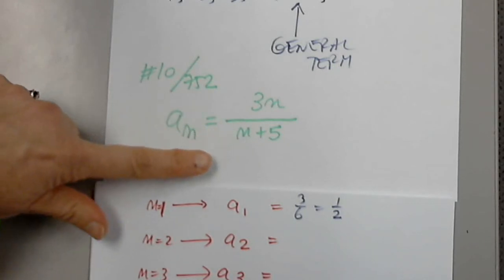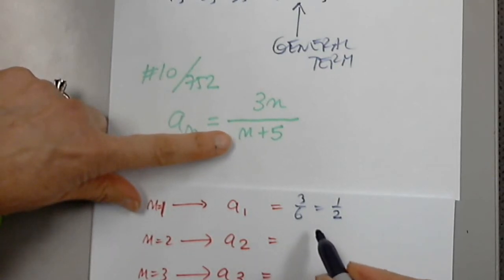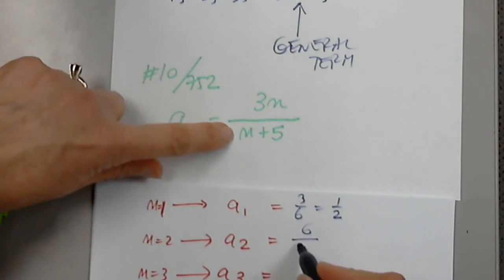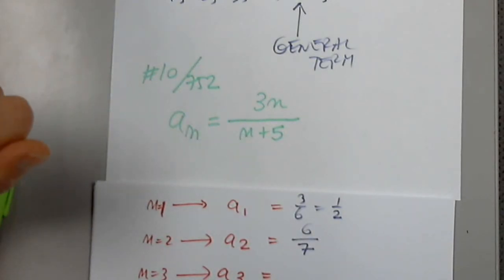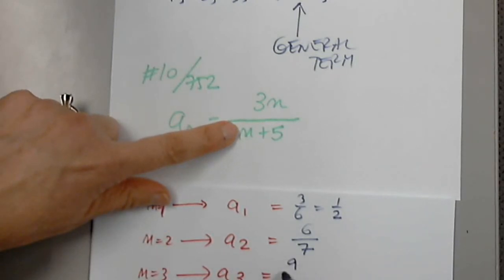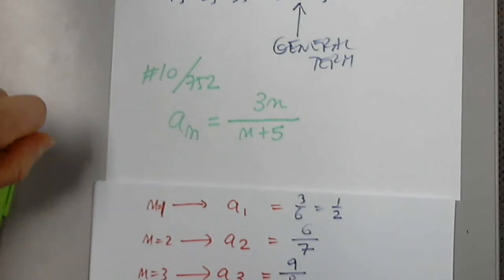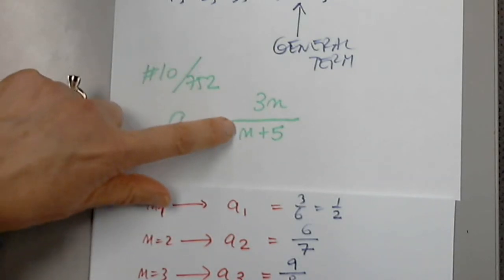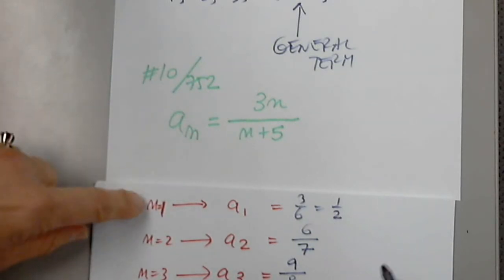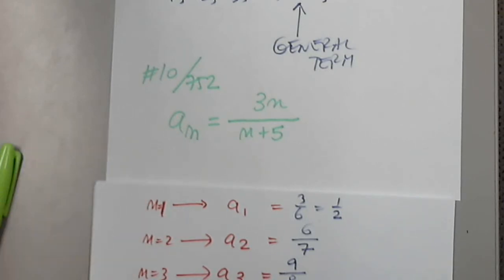Very good. When n equals 2, 3 times 2 is 6. 6 divided by 7. It's okay. When n is 3, we have 9 divided by 8. And when n is 4, we have 12 divided by 9. And then I will simplify this. This I can simplify by 3, and I get 4/3. That's how we get the terms of a sequence.